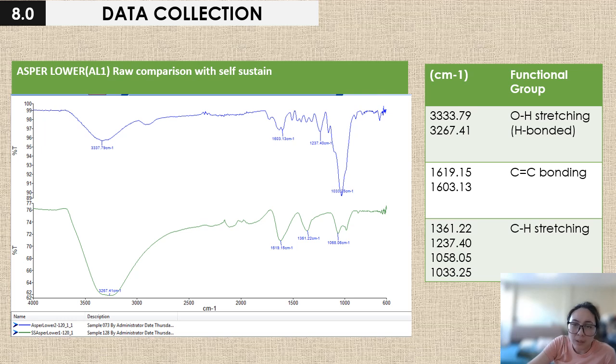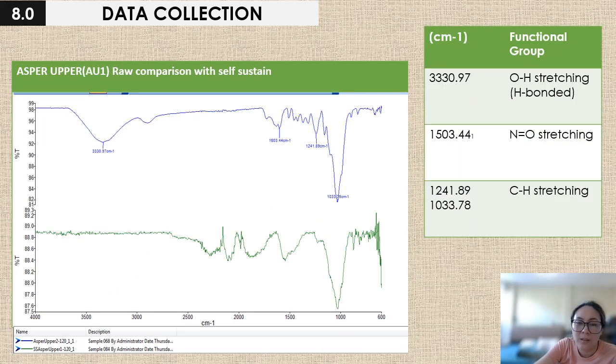And after the carbonization, it shows some C double bonding and stretching. So it shows that some surface functional groups have been created from the carbonization process.